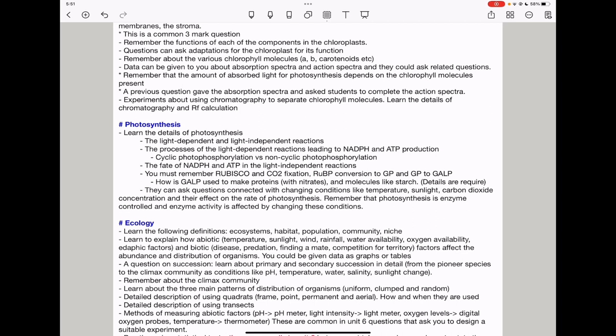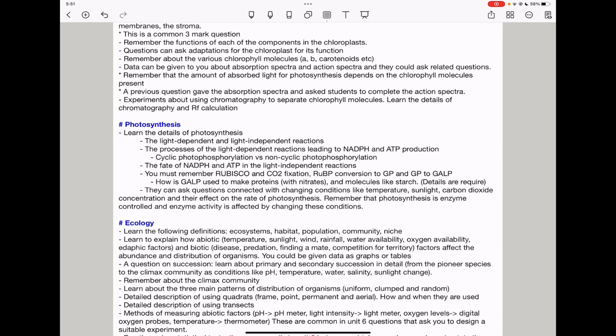So here you must remember how Rubisco is used as an enzyme in the fixation of carbon dioxide. You need to know about the conversion of RuP into GP. You need to know about the conversion of GP into GALP. They could ask you how GALP is used to make proteins.